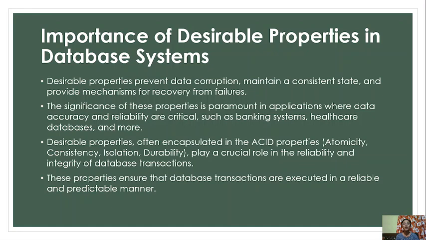Desirable properties are often encapsulated in the ACID properties, where A stands for atomicity, C for consistency, I for isolation, and D for durability. They play a crucial role in the reliability and integrity of database transactions. These properties ensure that database transactions are executed in a reliable and predictable manner. So let's learn in depth about ACID properties.